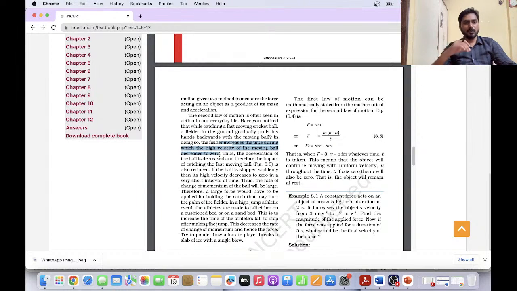That he is distributing the velocity. When he is distributing the velocity, the force that he will experience on his hand will be less, so he will be able to make a catch.